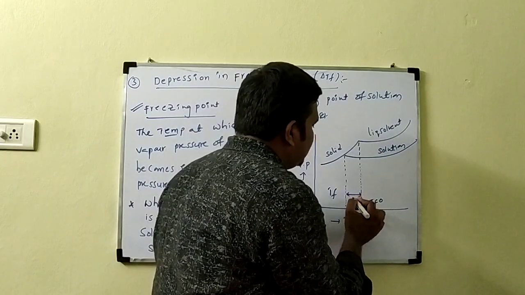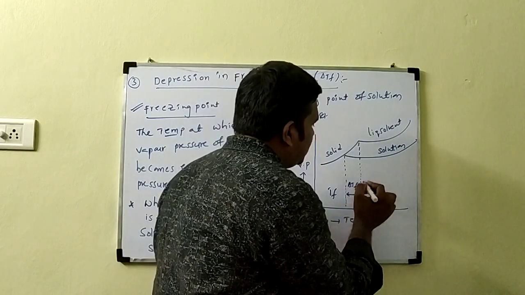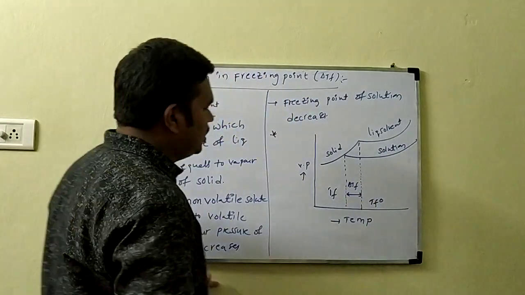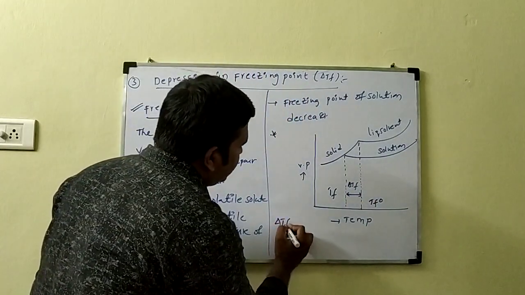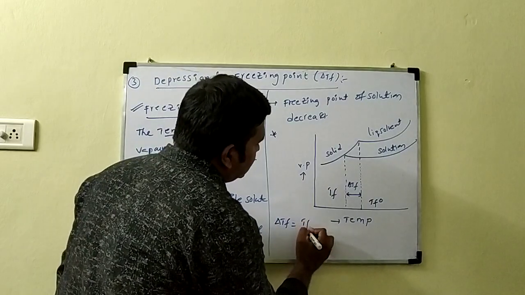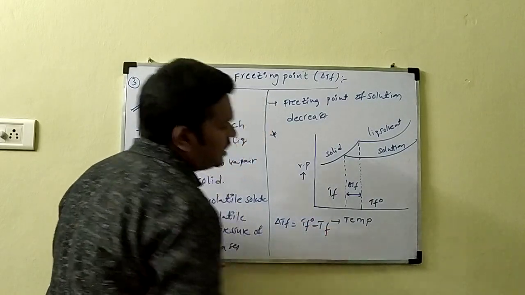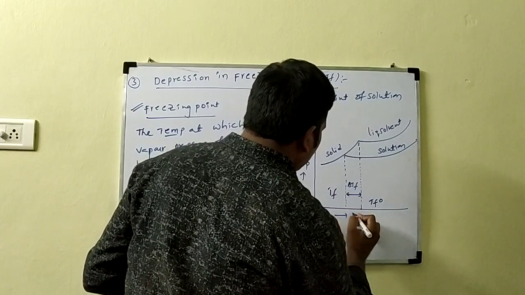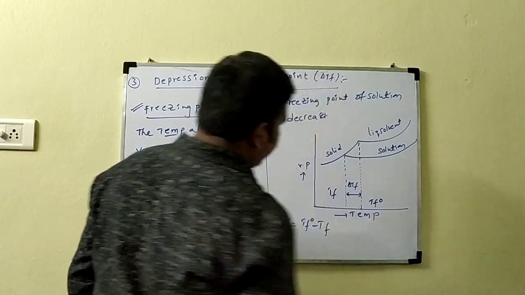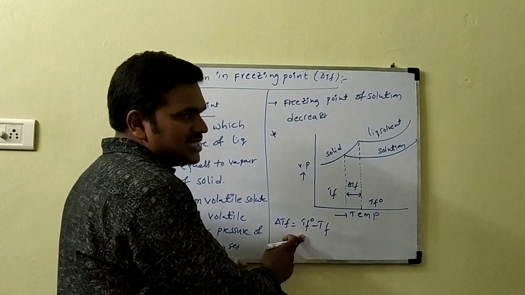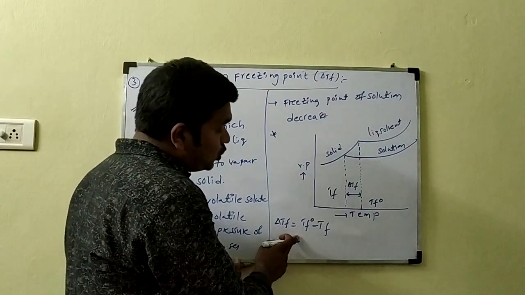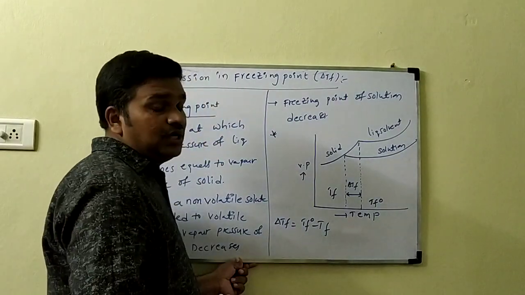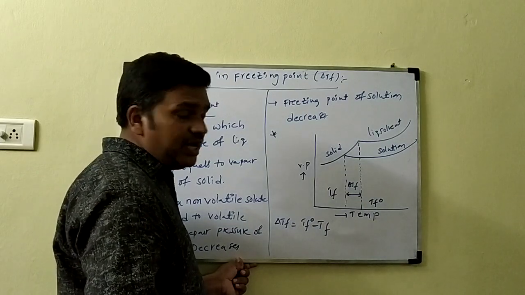Now we want to take the difference, denoted by delta TF. So delta TF is equal to TF naught minus TF. TF naught is the freezing point of the pure solvent, and TF is the freezing point of the solution.